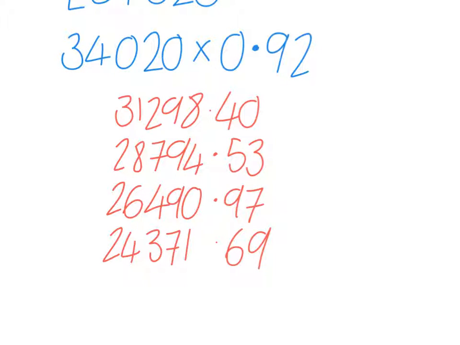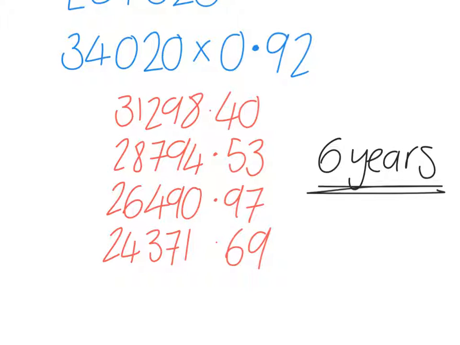So it took 2 years to drop to 34,020, and then a subsequent 1, 2, 3, 4 years to drop below the £26,000 threshold. So in total, that's 6 years. So that's the answer to the question, and the end of number 9.